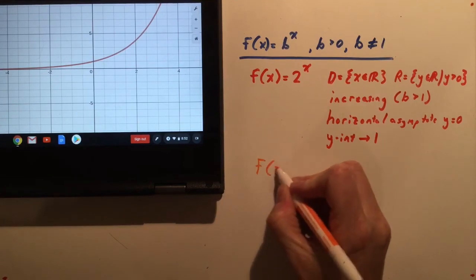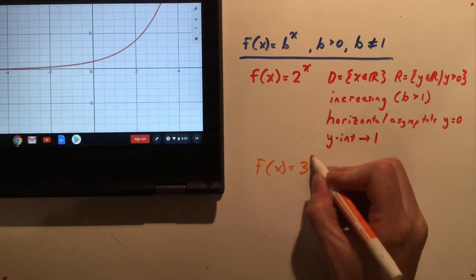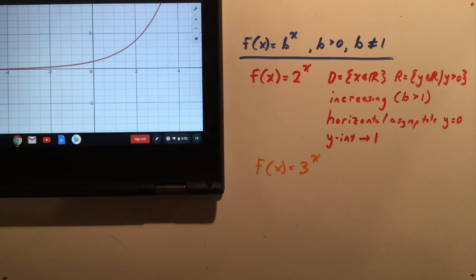If we change the base to, say, 3, for example, f of x equals 3 to the x, we get a function that looks like this. What you'll notice is it just is steeper. The domain is exactly the same, range is the same, it is still increasing, but increasing more quickly because the base is greater than 2. Base is 3 in this one. Still has a horizontal asymptote y equals 0, and still has a y-intercept of 1, because anything raised to the 0 power is 1.